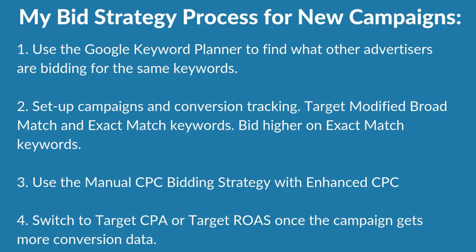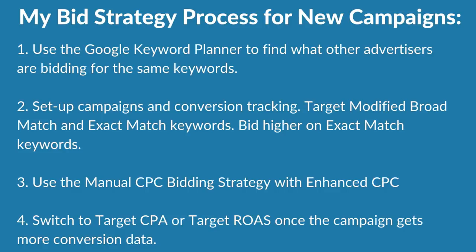But basically, my bid strategy process for new campaigns without conversion data. So this means you're not able to use some of the target CPA or target return on ad spend bidding strategies that are available through Google Ads. I start with the Google Keyword Planner. I'll find what other advertisers are bidding for the same keywords that I'm planning on targeting.